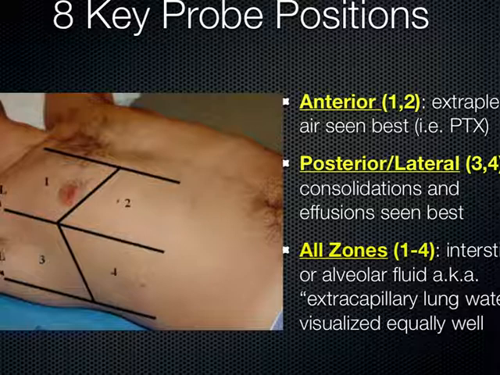Anteriorly is the best place we look for pneumothorax because when a patient is supine, this is where the extrapleural air will be seen. Posterolaterally, we can best see consolidations and effusions because of the gravity dependence of these. And in all zones, we should be able to see extracapillary lung water or extravascular lung water equally well. For instance, if a patient has pulmonary edema, this should be diffuse.